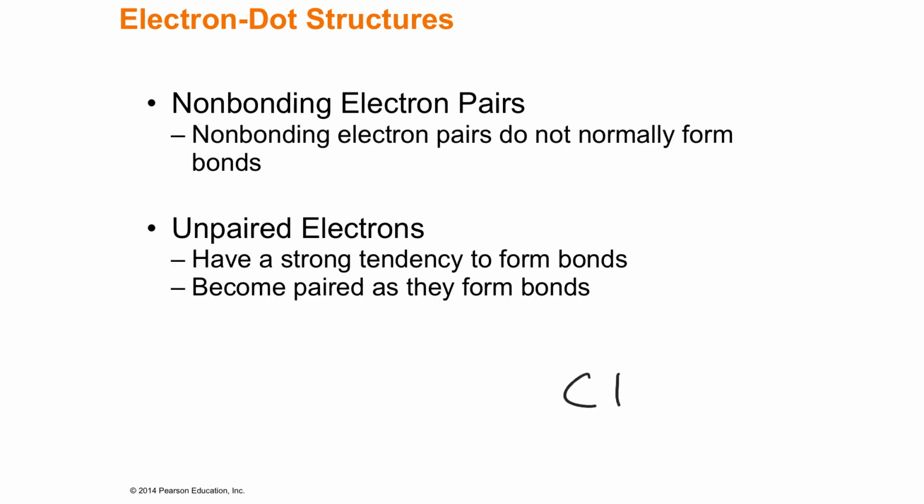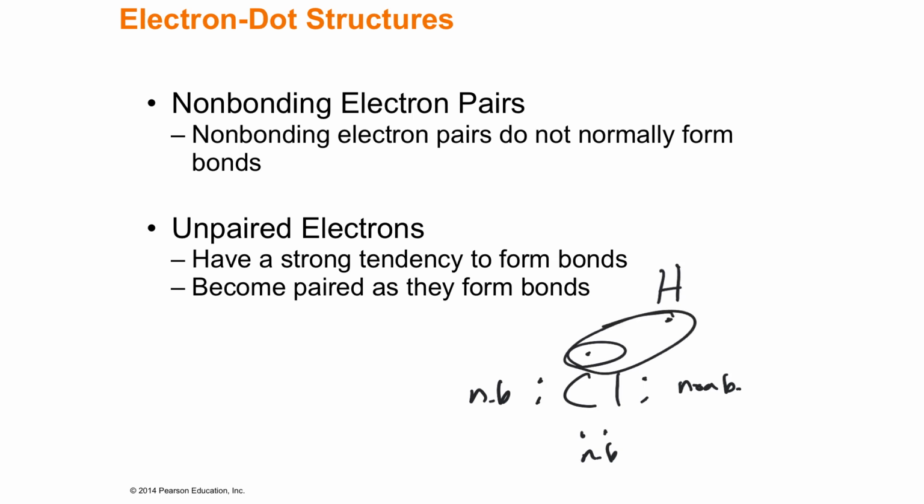If you were to have chlorine, like we looked at a second ago, it's got 7 valence electrons, so it's going to have 3 pairs of non-bonding electrons. This is non-bonding, this is non-bonding, this is non-bonding, and then you have a single one here. It's an unpaired electron, and an unpaired electron is just begging to form a bond. So for instance, if you had a hydrogen up here with 1 in its outer shell, it will easily join with that chlorine and make a hydrogen-chlorine bond, and a bond is a sharing of 2 electrons.